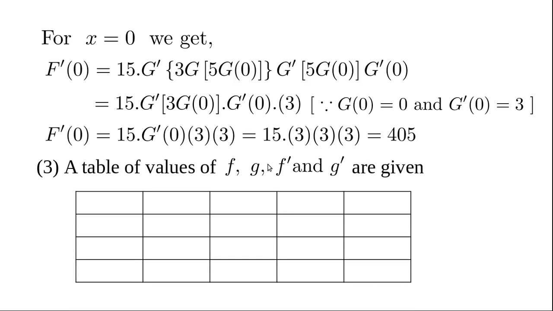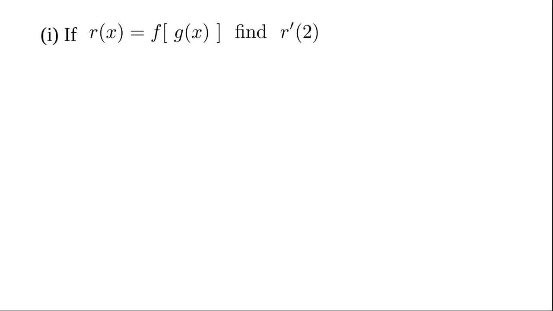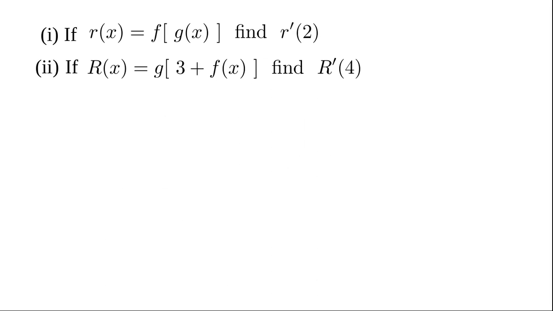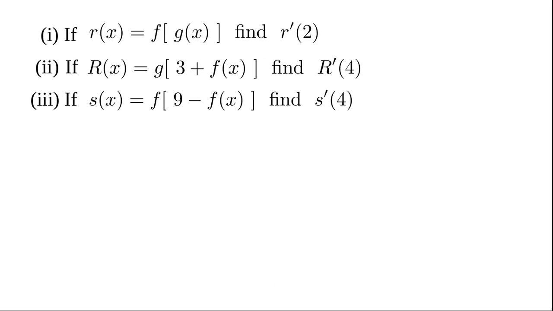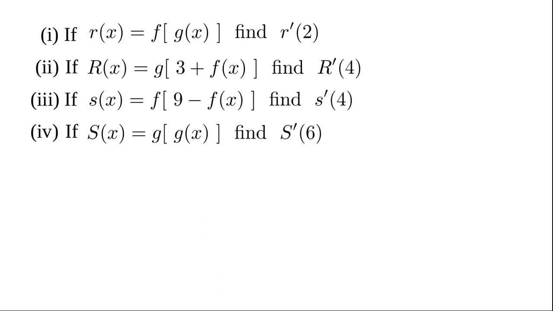And we have got a set of values of f, g, f dash and g dash for given values of x. So the values are like this. Using these values, you are asked to find r dash of 2 if r of x is f of g of x. Similarly, r dash of 4, s dash of 4, and s dash of 6 with the corresponding functions.